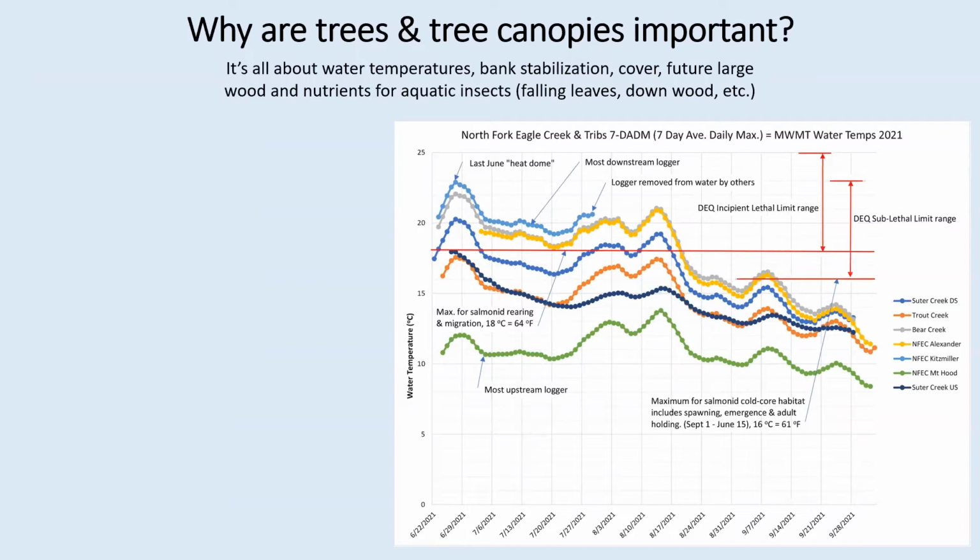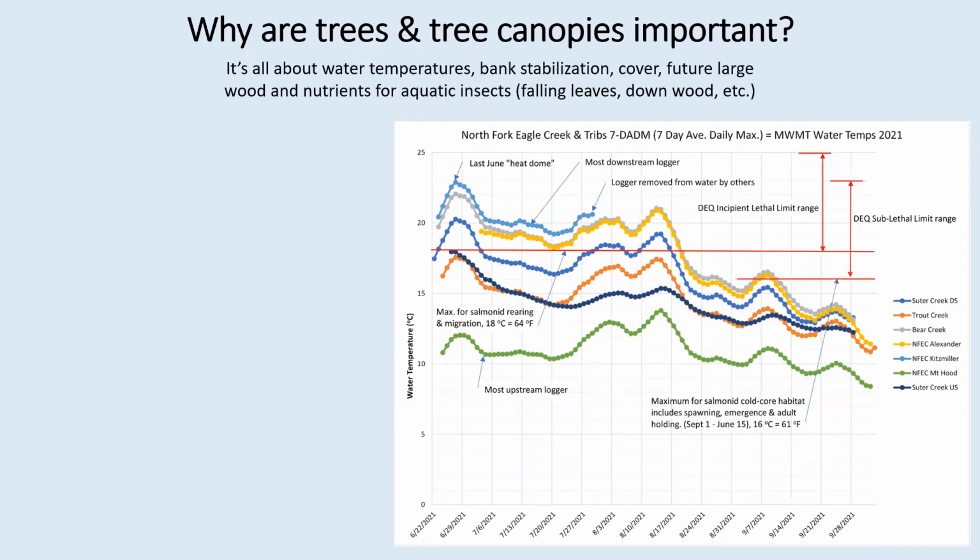And then you also see there's two ranges shown there. There's the DEQ sublethal limit range on the far right, and that's defined as conditions that cause, let's say, decreased metabolic energy for feeding and growth and things like that, and susceptibility to increased pathogens. And then the other limit there, the DEQ incipient lethal limit range, is defined as the breakdown of physiological regulations such as respiration and circulation. And then death to salmonids will typically occur above 29 degrees Celsius.